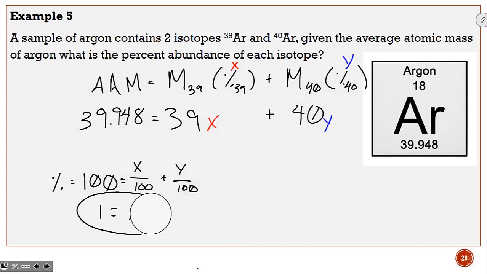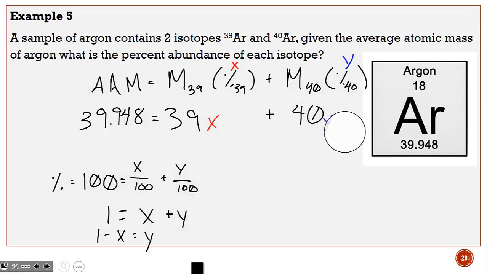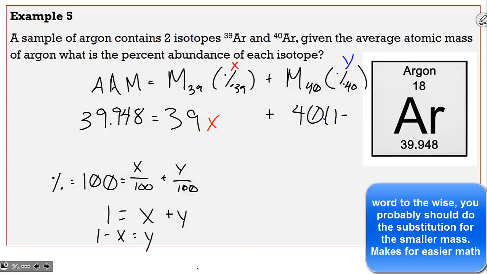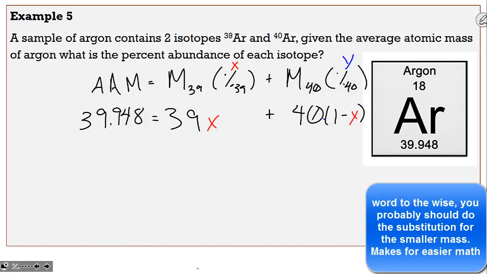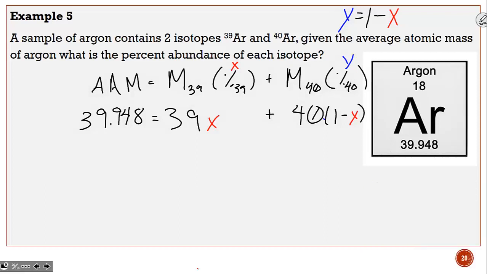So I could rearrange this and say, okay, 1 minus x has to be y. And then I could plug that in. I could substitute y for 1 minus x. Because after all, y has to equal 1 minus x. And now it's straightforward algebra. 39x plus 40 times 1 minus x has to equal 39.948. We can distribute.